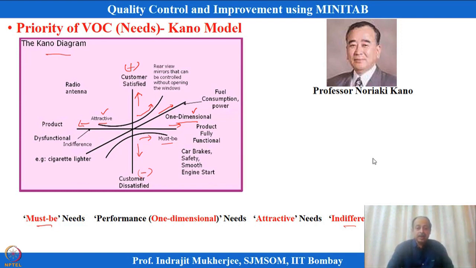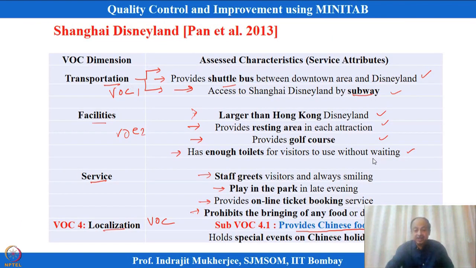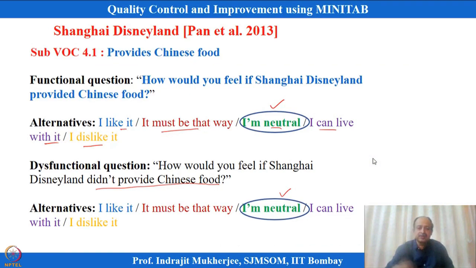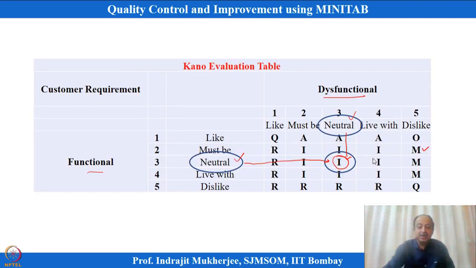So, how do I categorize like that? Kano mentioned that we have to do a survey for that. We have to place each of the sub voices into two categories, functional or dysfunctional, that is, positive questions and negative questions. We have seen one question for a sub voice, providing Chinese food. Then the responses are collected, maybe n number of responses, and each response can be categorized using the Kano evaluation table to see which category it falls in.